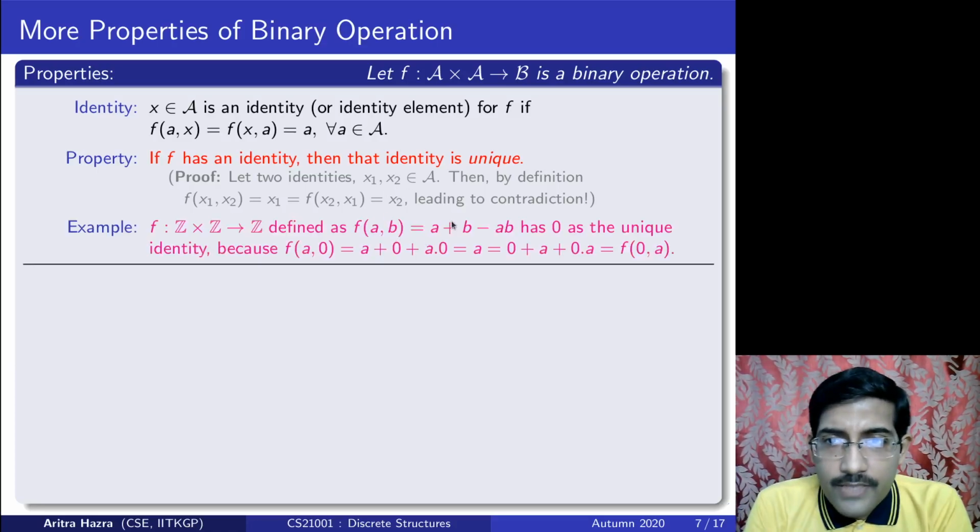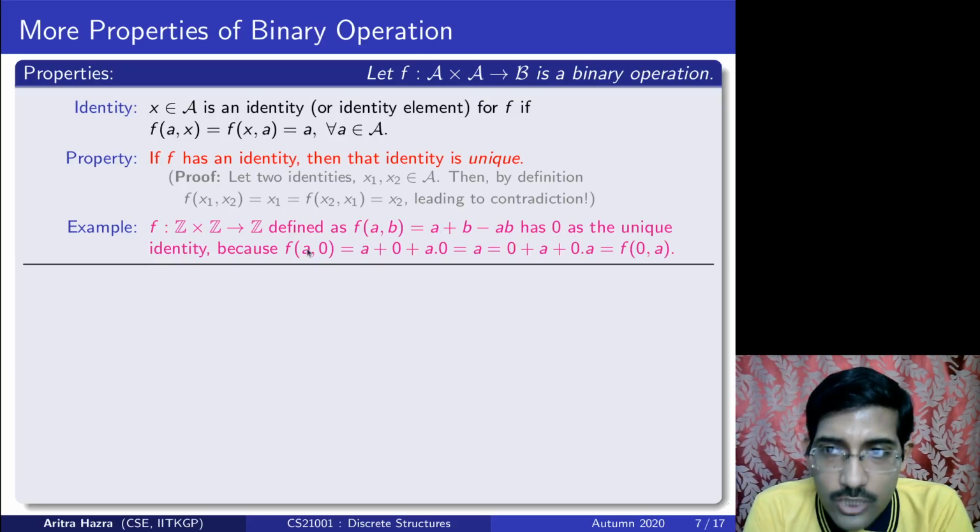Example, the same example I revisit: a plus b minus ab has 0 as the unique identity because f(a, 0) is this, which is equal to f(0, a).